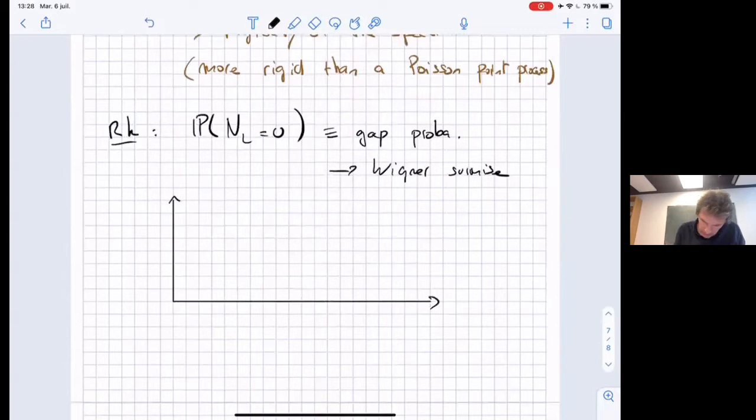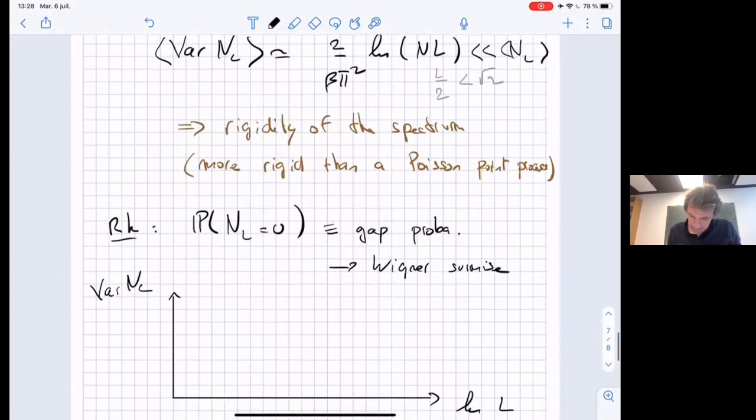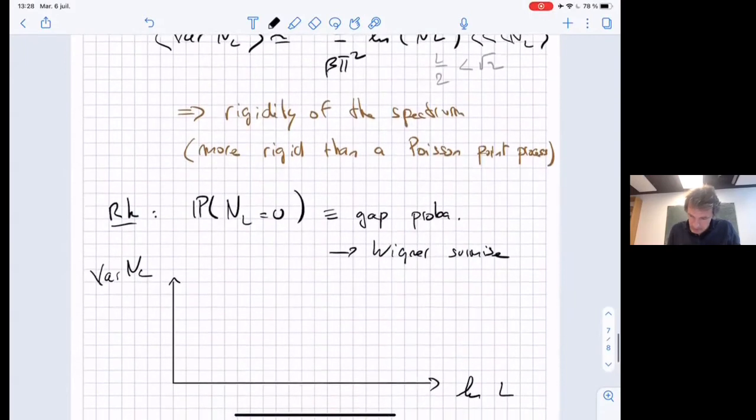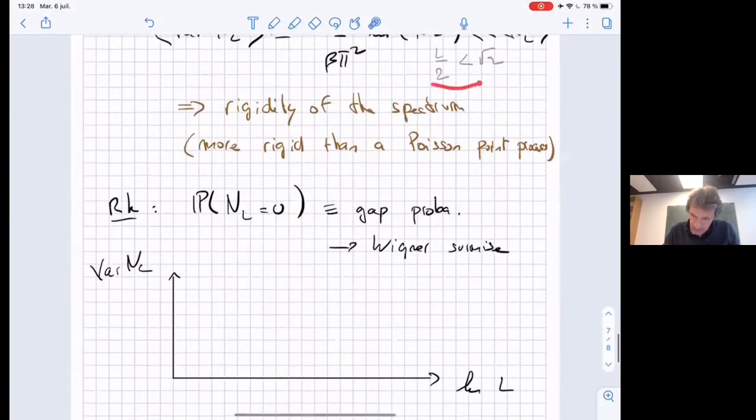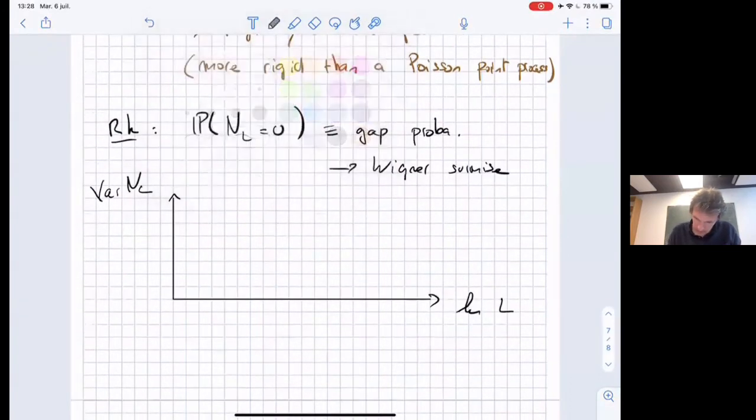So let me plot the variance as a function of, say, log L, or log of NL, if you want, log of L. Now, what happens is that there is this value there, okay? So this is L equals square root of 2, okay? So you will have this special value. We call it, so that will be log of 2 square root of 2.